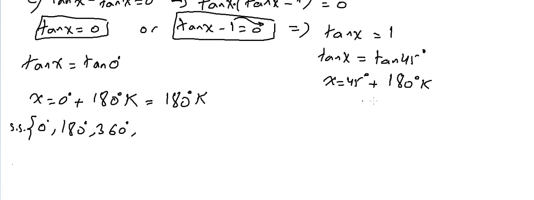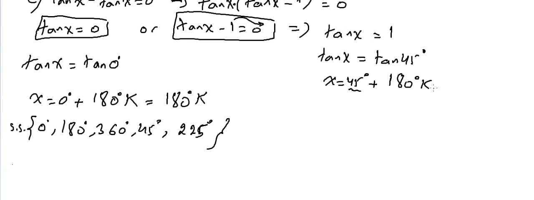180 degrees k. If k is 0, 0 times 180 plus 45, 45 is acceptable. It's between 0 and 360. If k is 1, 225 is an acceptable value. And if k is equal to 2, it will exceed 360, because I will add to it this value. So those are the only acceptable values.